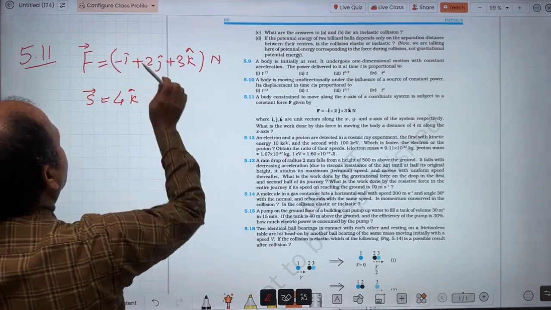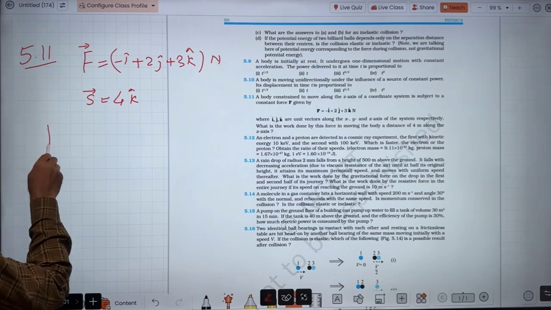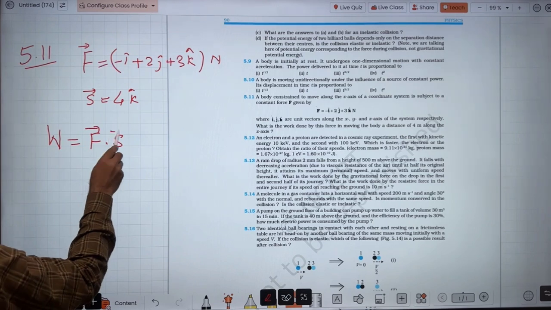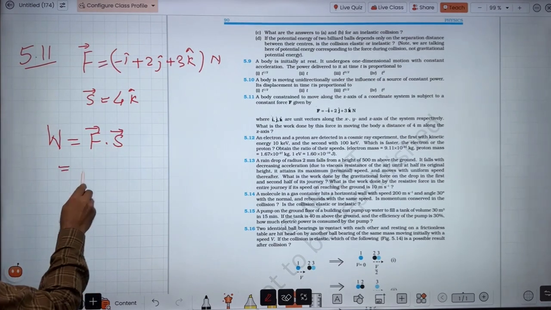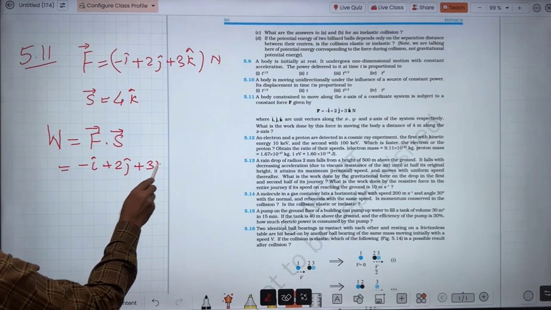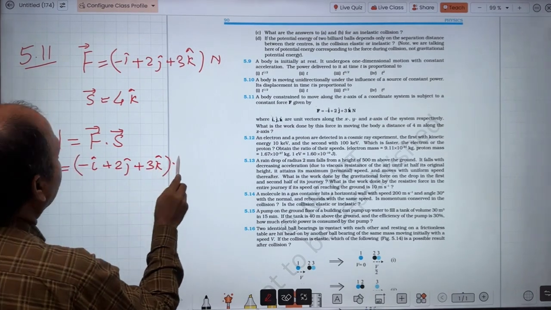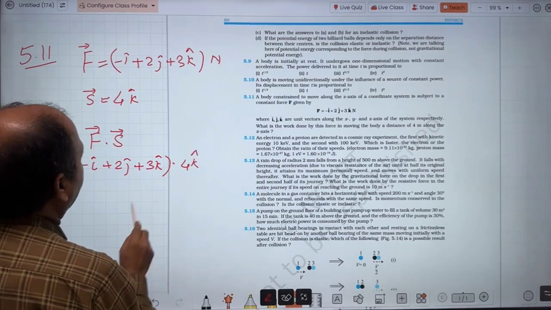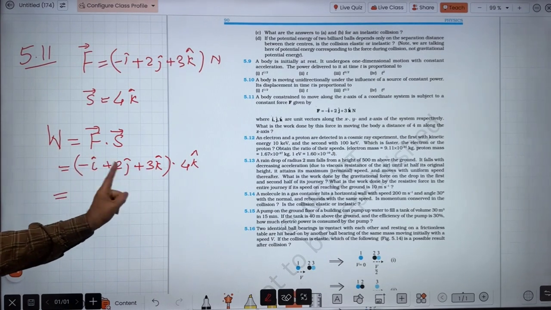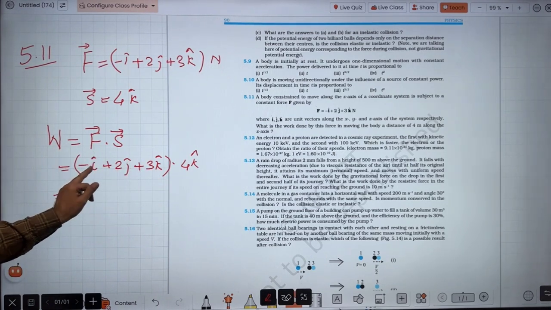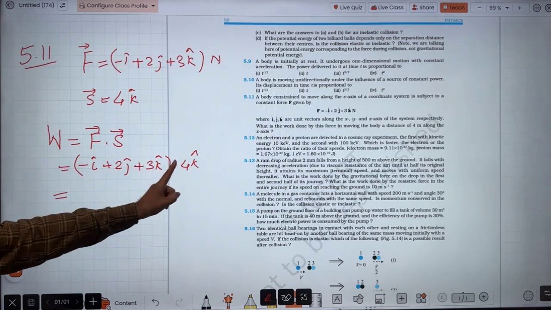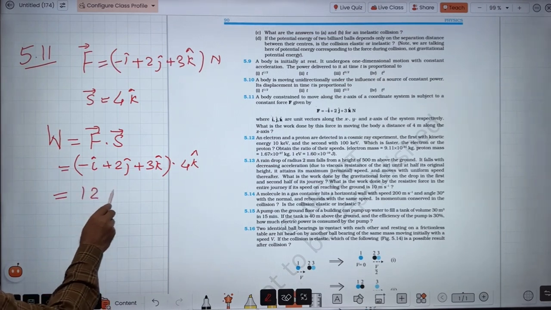Now, if you remember, work done is the dot product of force and displacement. So here we can write (i cap + 2j cap + 3k cap) dot 4k cap. If you remember, i dot i is 1, j dot j is 1, k dot k is 1, and the rest are 0. So i times k gives 0, j times k gives 0, but k times k gives 1. So it will be 12 joule.